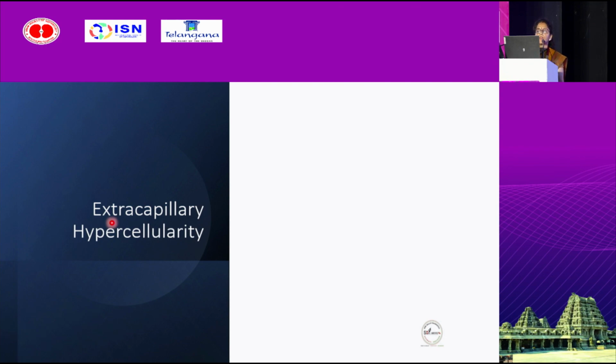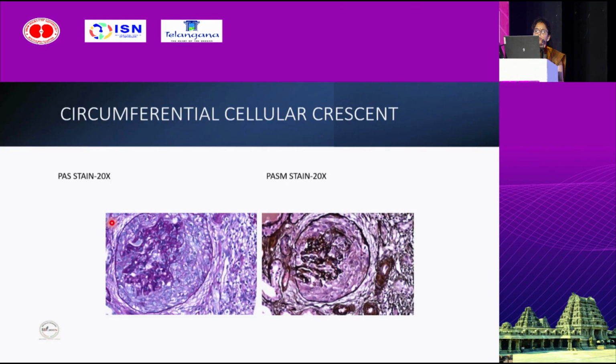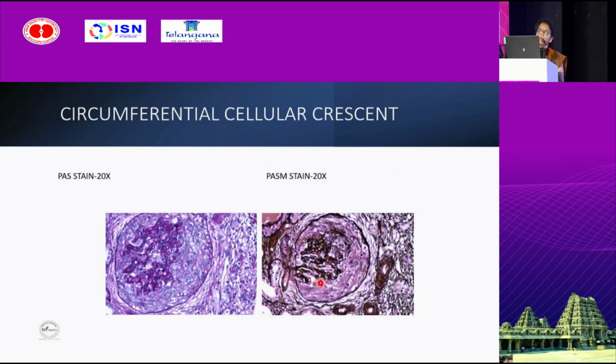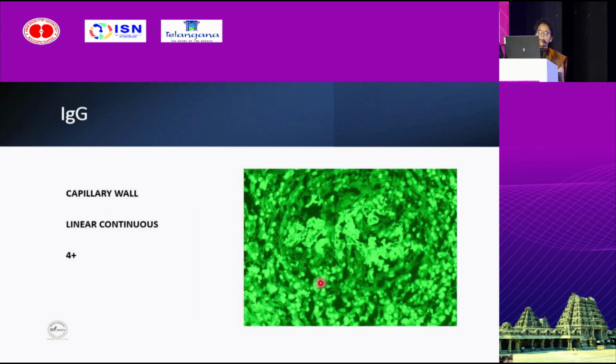Now coming to the extracapillary hypercellularity entity, that is crescents. So this is a PAS stain and this is silver stain. This tuft is absolutely normal looking. There is no increase in cellularity. All activity is happening here in the Bowman space, and those are showing this cellular crescent. When more than 75% cells are there, it is a cellular crescent, and when less than 20, we'll see that in later slides. So these are the circumferential cellular crescents, and on IgG there will be linear continuous strong positive deposits.